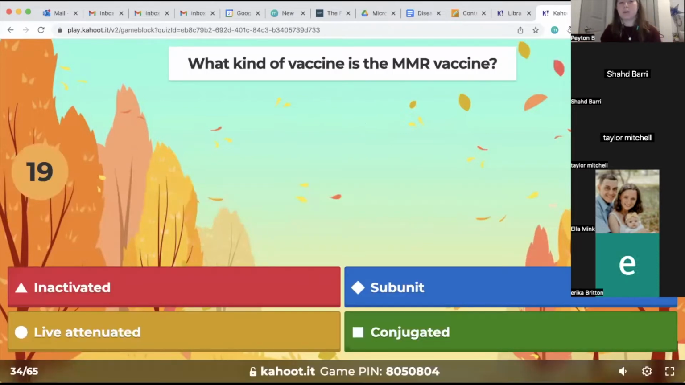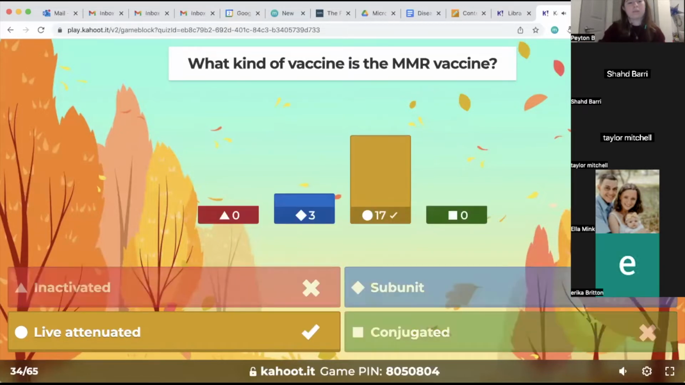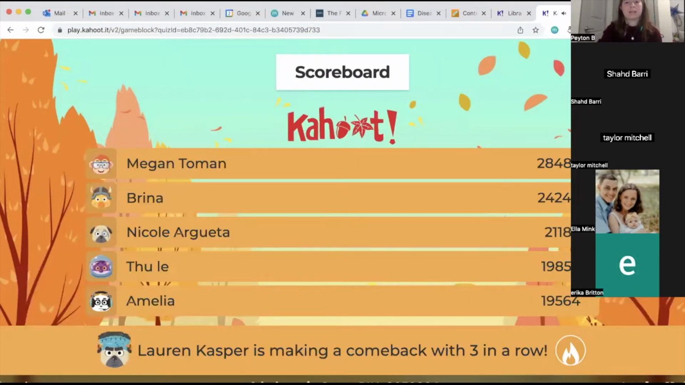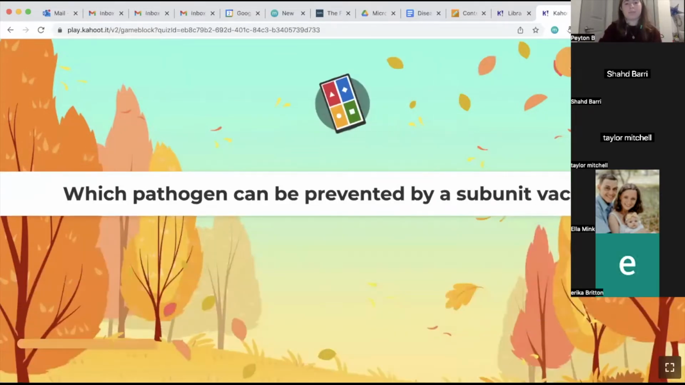What kind of vaccine is the MMR vaccine? Live attenuated, yes. The MMR vaccine is live attenuated. It is not a subunit vaccine. And that's why people are so worried about it sometimes.